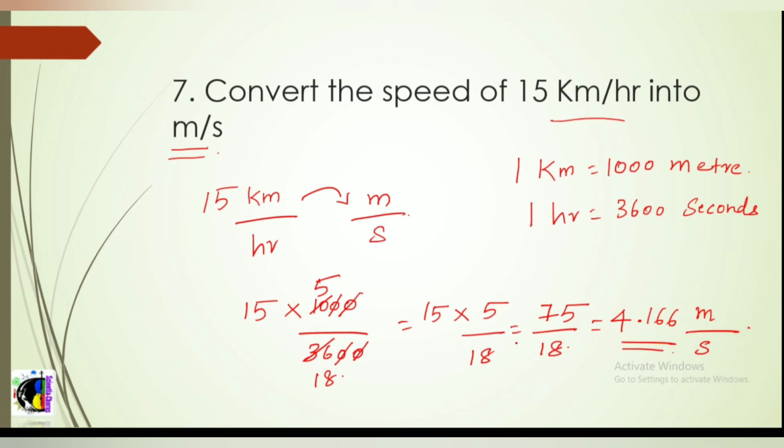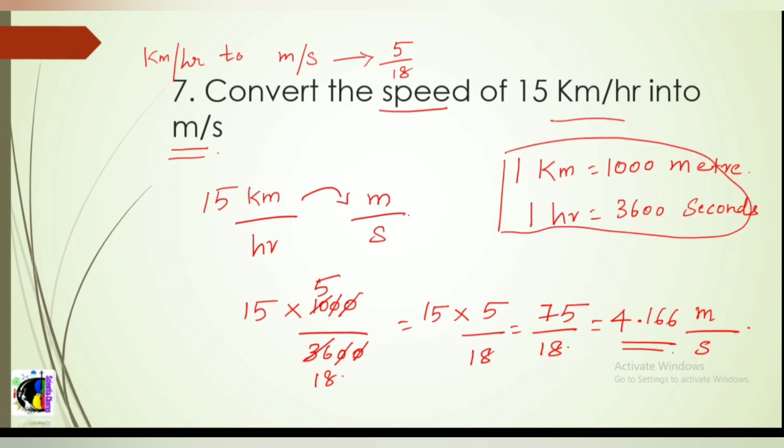Generally, to directly find the answer, what we do is, if we need to convert kilometer per hour into meter per second, we will just multiply the value of speed by 5 by 18. This is a direct one. We no need to write all these things, 1000 by 3600, because this is not going to change. So directly we will be multiplying the value of speed by 5 by 18 to convert kilometer per hour into meter per second.